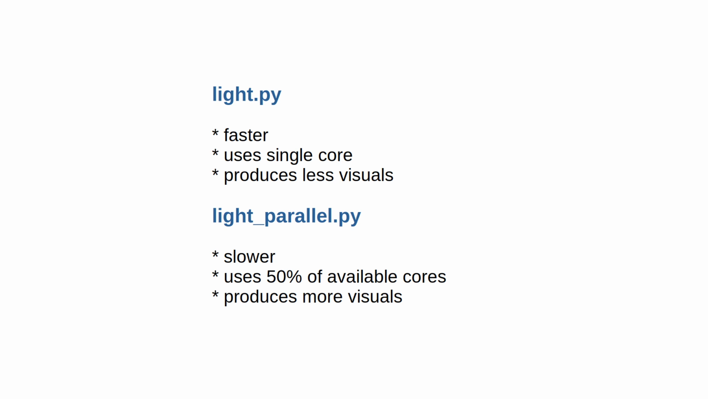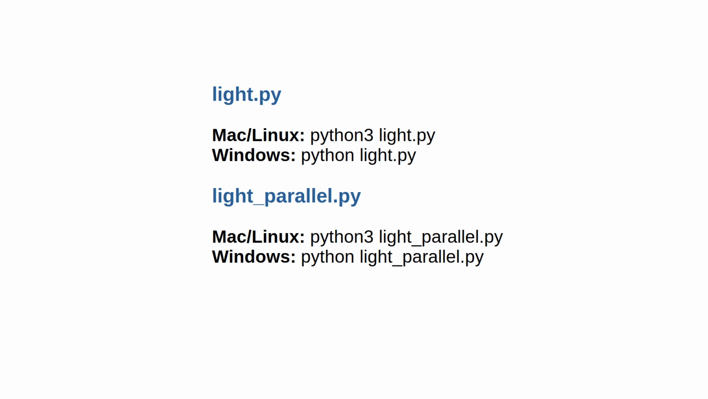I also made a more advanced version of the same script for you. It does more, but is slower. On the other hand, it runs in parallel using 50% of the cores that your computer has, so it's making better use of your computer's power. You run it exactly like the previous script, but just replace light.py with light_parallel.py in the command line.